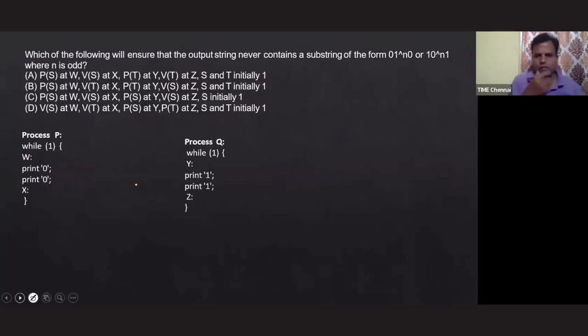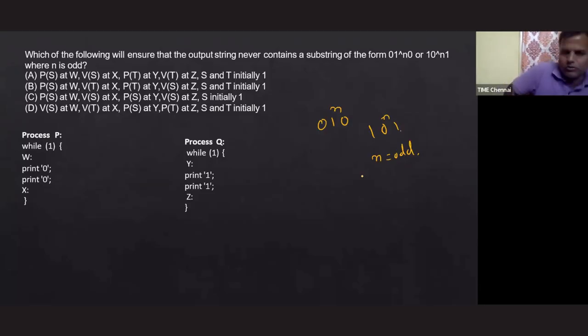Next one we'll go. Go for this one. This is the common data question. Which of the following will ensure that the output string never contains a substring of the form 0^n 1^n or 1^n 0^n, where n equals odd. Odd means what? It can be 1 also, it can be 3 also, it can be any other number which is odd. Okay, fine.